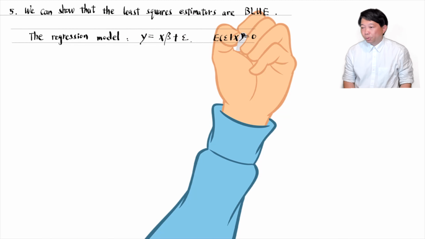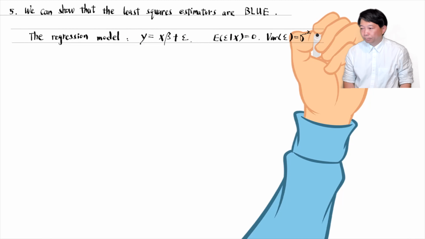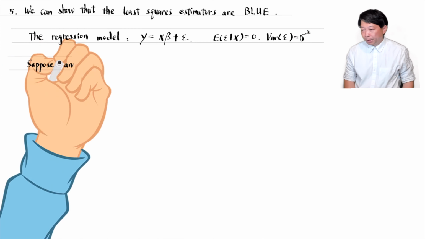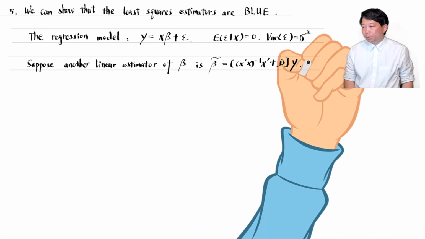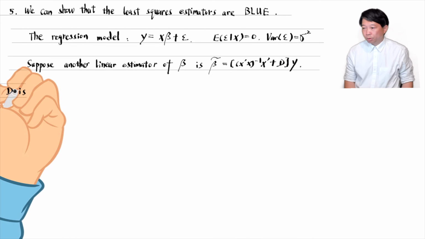We write down the regression model in matrix form. The error term epsilon is uncorrelated with the explanatory variable x and has a constant variance of sigma squared. Suppose another linear estimator of beta is beta tilde. It can be expressed as a linear function of y, where D is a k by n matrix, and it is a function of x.